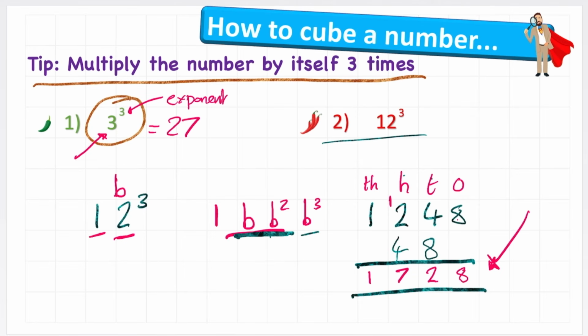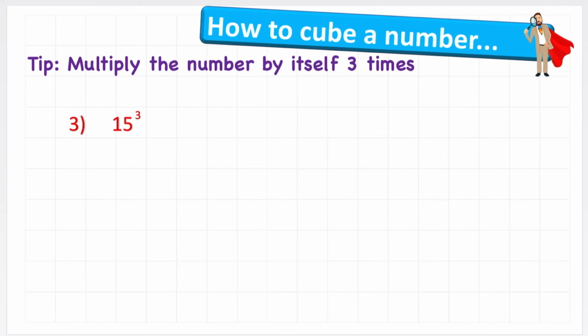So the answer to 12 cubed equals 1,728. Do you want to see another one? Let's have a look at 15 cubed. But this one's a little bit trickier, so just be careful when you're putting your numbers in the columns. But we're going to follow exactly the same process.